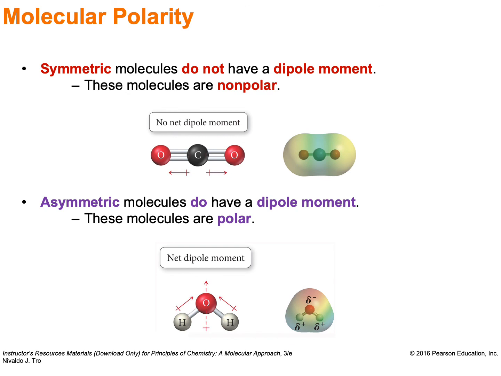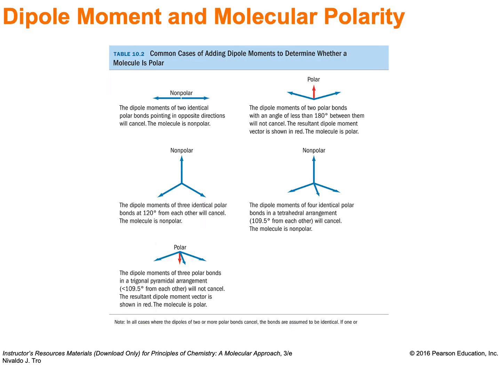Water is polar because even though you have polar bonds going in opposite directions, they do not cancel out. The positions are important. This is why the structural understanding is important to help us determine polarity.